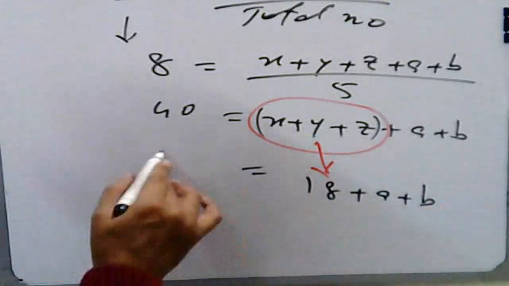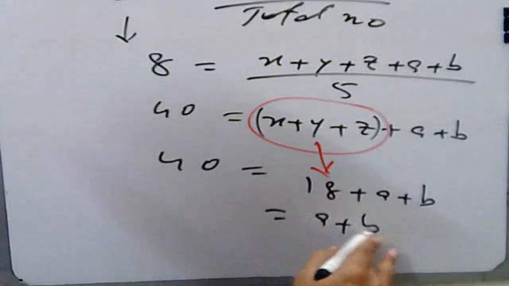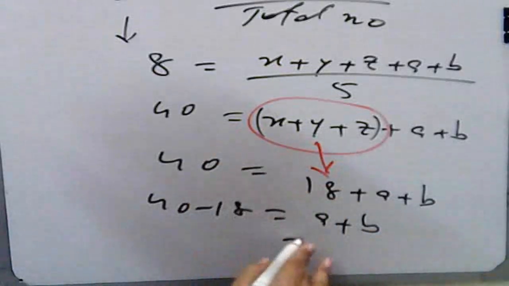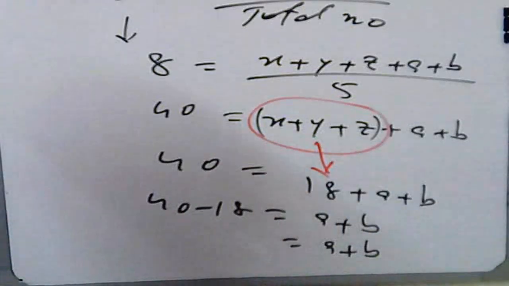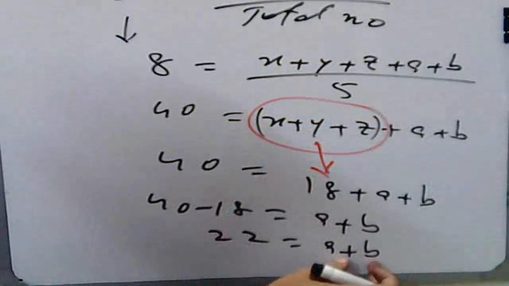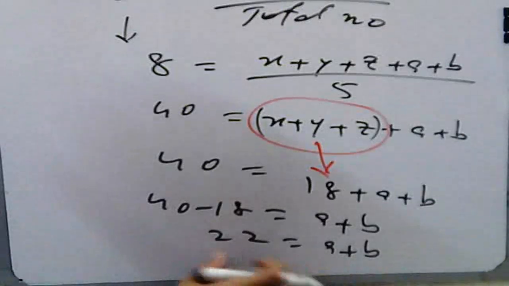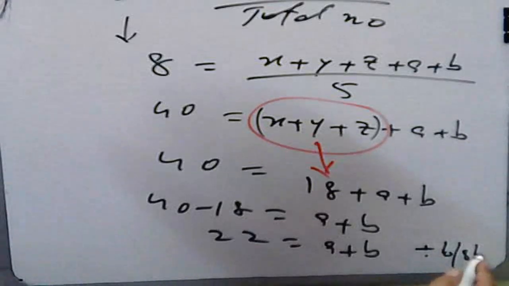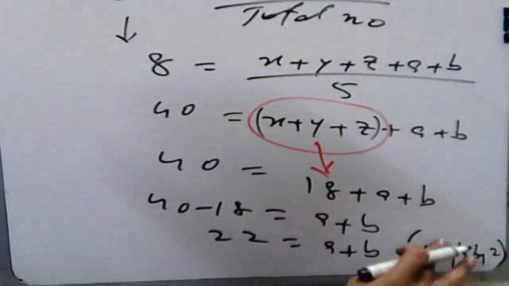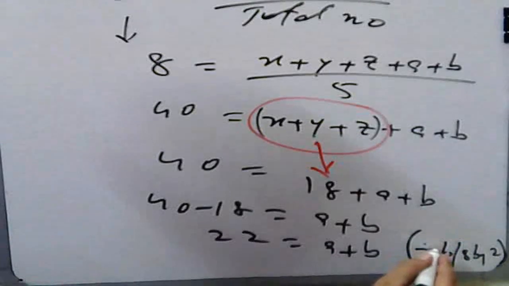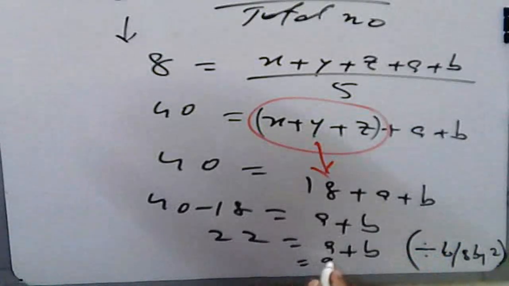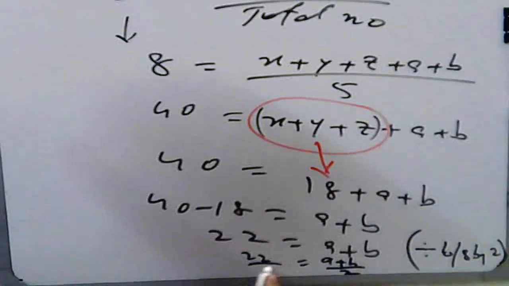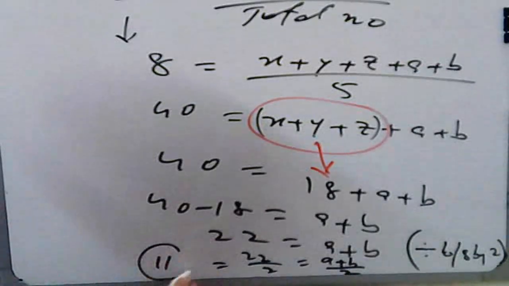You need a plus b, so subtract it and you will get 22. But you need a plus b divided by 2, so dividing both sides by 2, after division you will get a plus b divided by 2. So 22 divided by 2, you will get 11. So 11 is your required result.